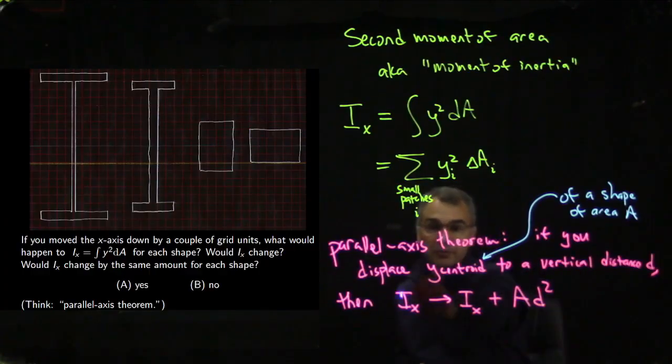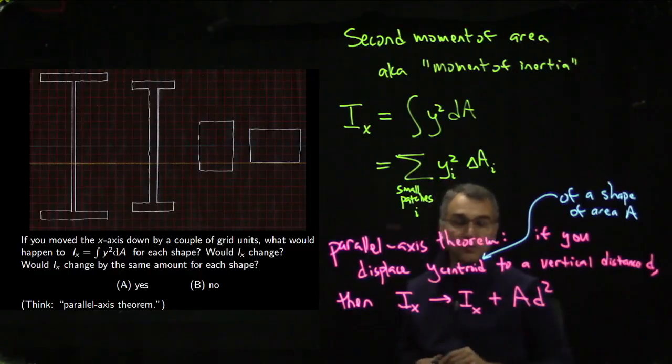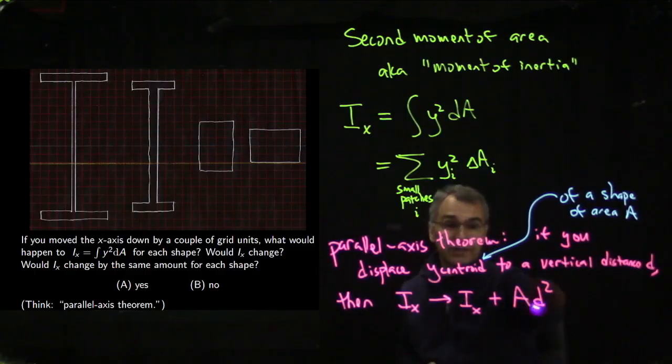And by the way, the second moment of area has units of length to the 4th power. If you're working in centimeters, it's centimeters to the 4th power. If you're working in meters, although meters would be awfully big for the cross-section of a beam, it's meters to the 4th power. If you're working in inches, it's inches to the 4th power, because it's area times distance squared.